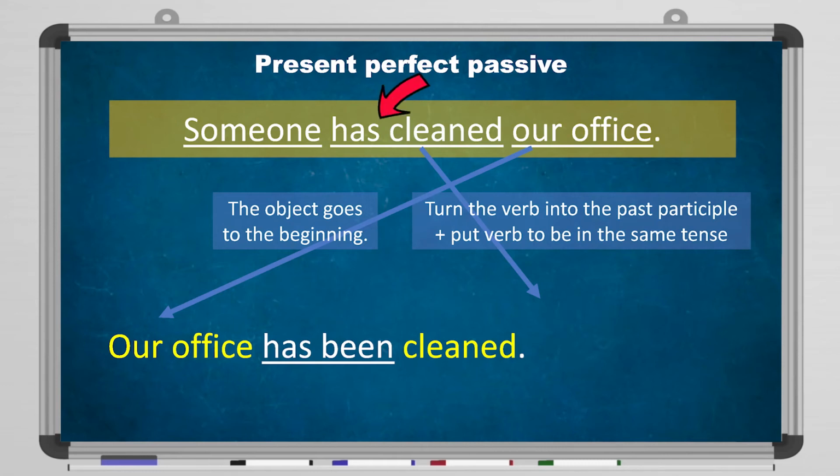Because the verb has cleaned is in the past participle, I chose been. Okay? Now, is it important to mention the subject? Not really, because it's someone. That's why I didn't add it.